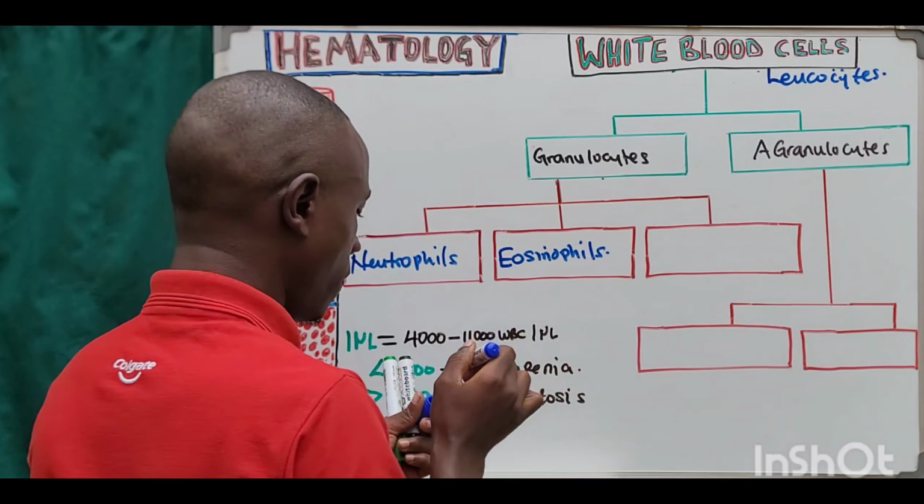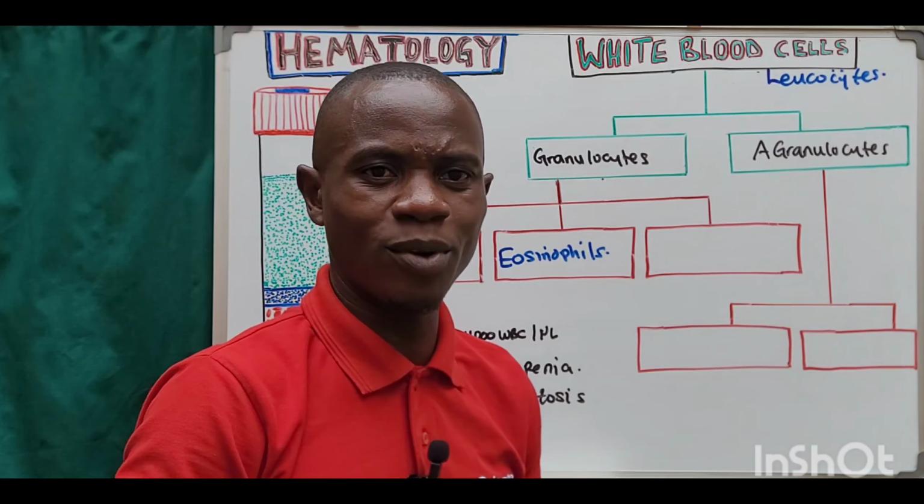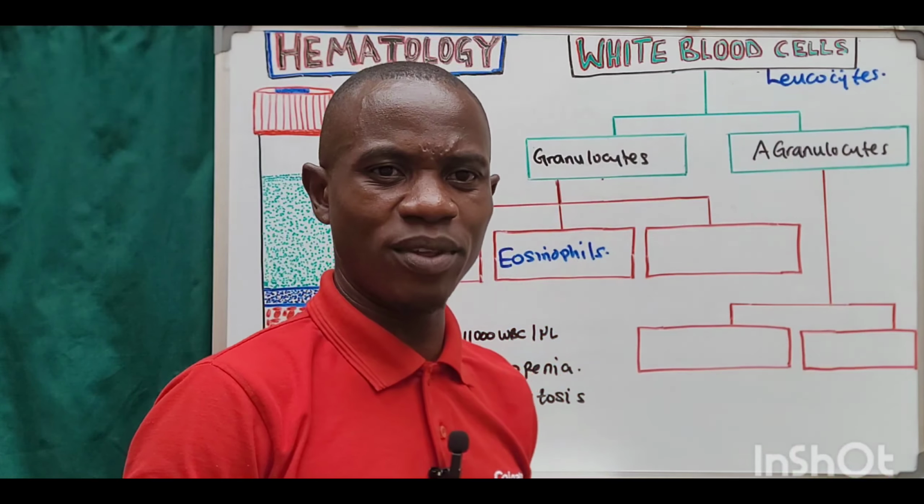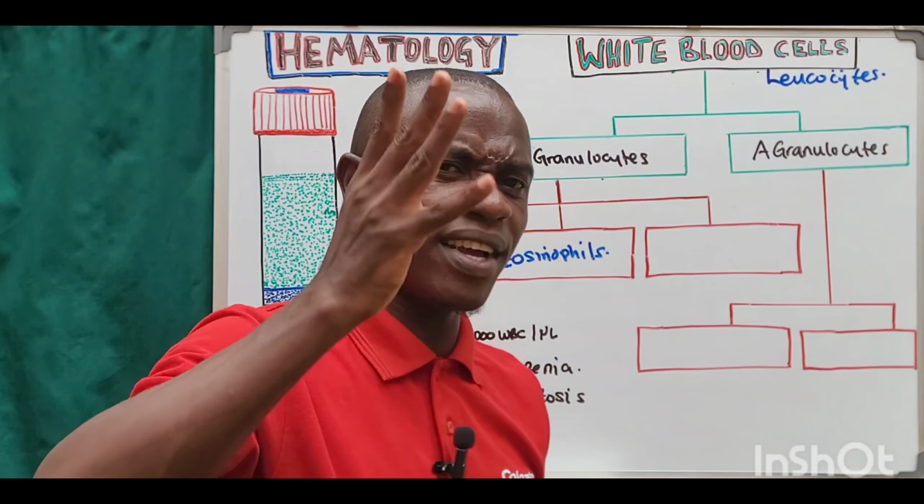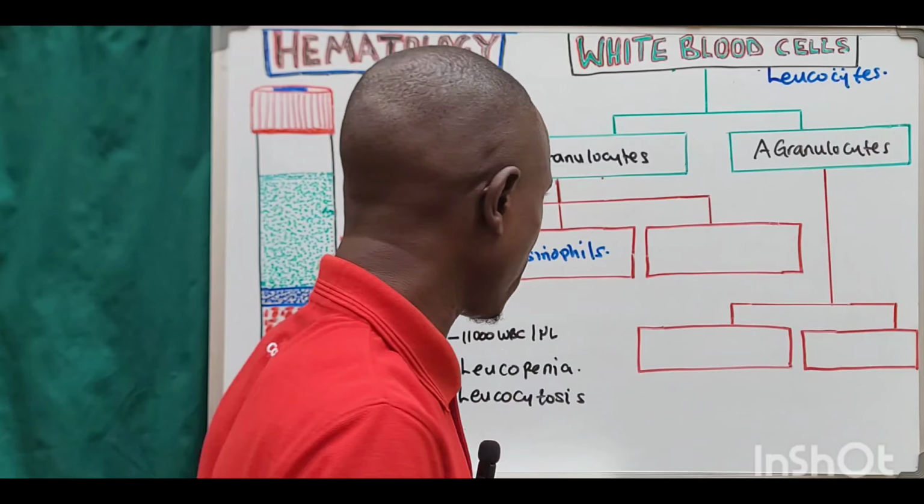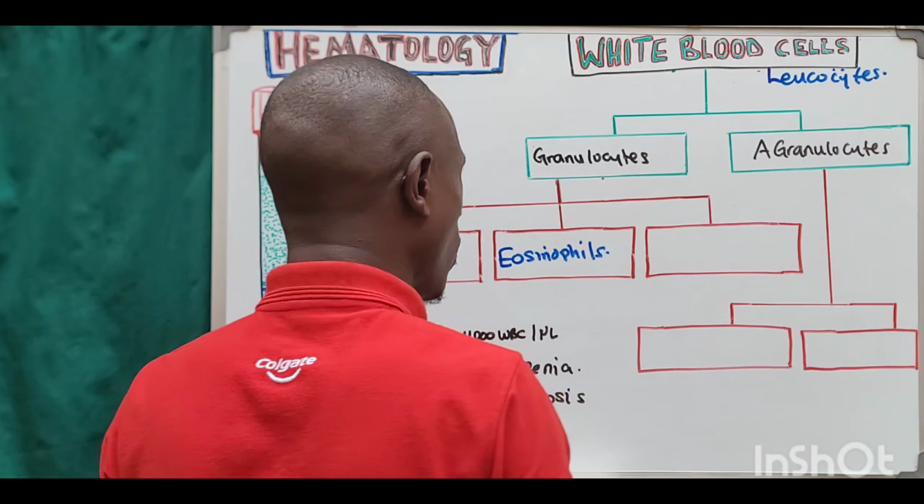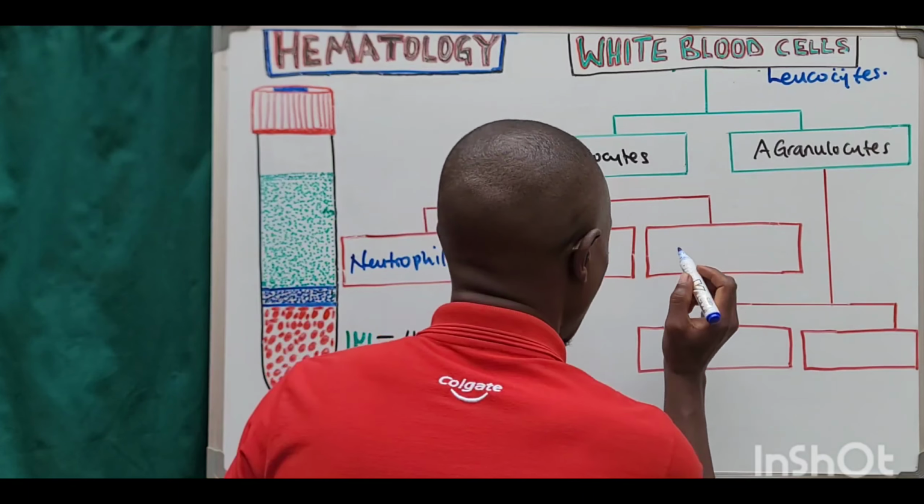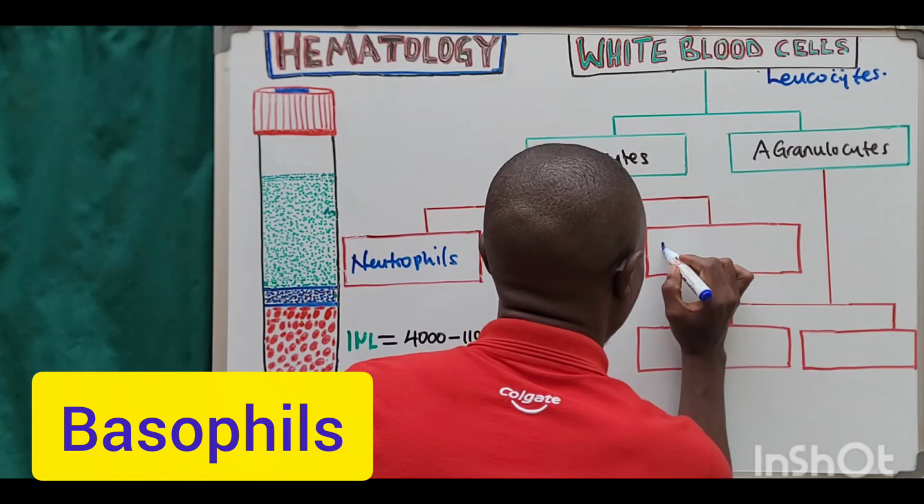What we call eosinophils. These ones are very important. We shall go into the detail of each one of them and see what happens whenever they're elevated or whenever they go down, okay? And then another one which is also going to be under what we call the granulocytes is going to be what we call the basophils.